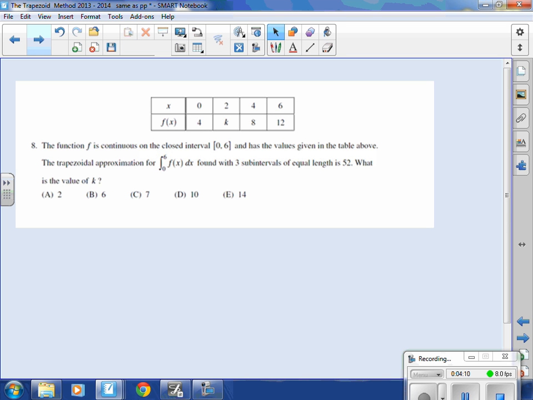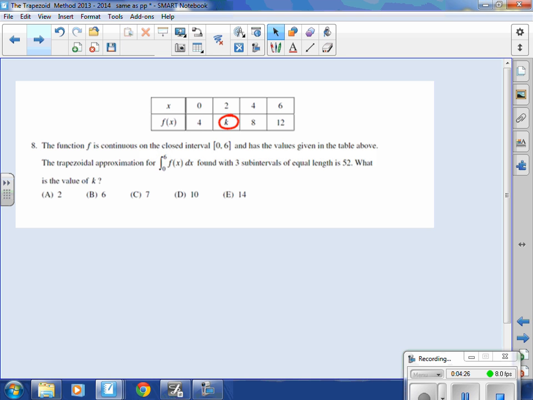So we've got a continuous function from 0 to 6, has the table above. We want to use a trapezoidal approximation with 3 subintervals of equal length, and we want the total area to be 52. The question is, how big is this k value?